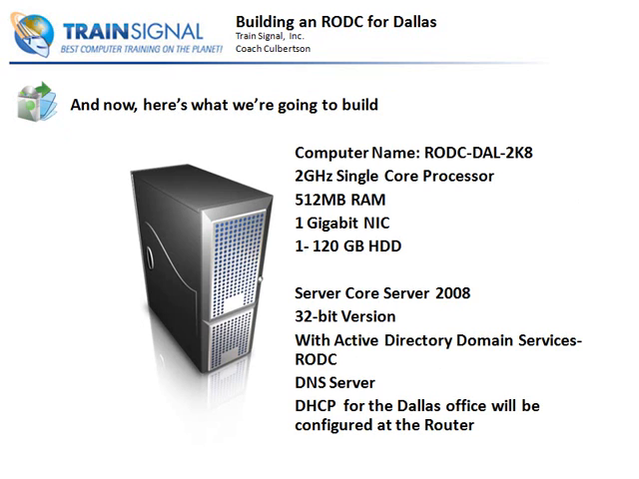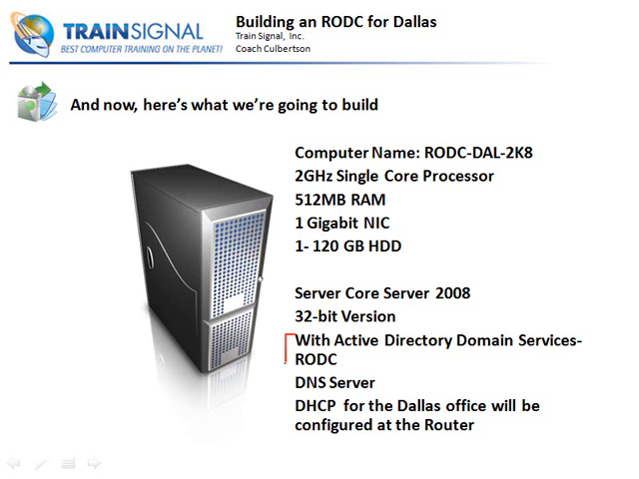All right, so here's what we're going to be building. We have a computer. We're going to give it the name RODC DAL2K8. This computer has a 2 GHz single core processor. It only has 0.5 gig of RAM, a 1 gigabit network card, like all of our stuff does, and only one 120 gigabyte hard drive. We are, of course, going to be running Server Core 2008, the 32-bit version, though. We're going to have a 32-bit processor, so we're stuck with a 32-bit version. Remember, this box doesn't have to be super-duper powerful.